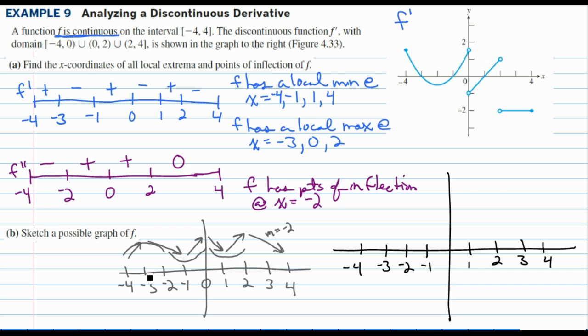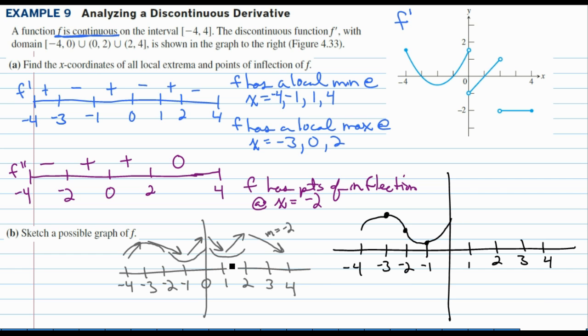Between -4 and -3, my graph is increasing concave down. Then between -3 and -2, decreasing, still concave down. Then between -2 and -1, decreasing concave up. Between -1 and 0, increasing concave up.